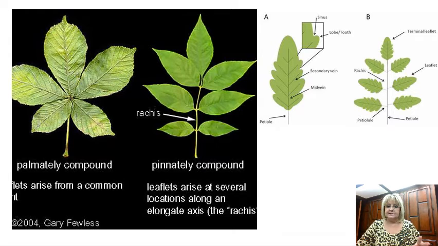So let's see. The first picture in black that you see here is showing palmately compound. So just think about the palm of your hand and how they all arise from one spot and are all coming together right there in the middle. And the pinnately compound ones, you notice that it says there's a rachis through the middle of it instead of a midvein. The leaflets arise at several locations along the axis. So you can see the little nodes for the leaves on here. The picture on the right, that's a simple leaf, A is.